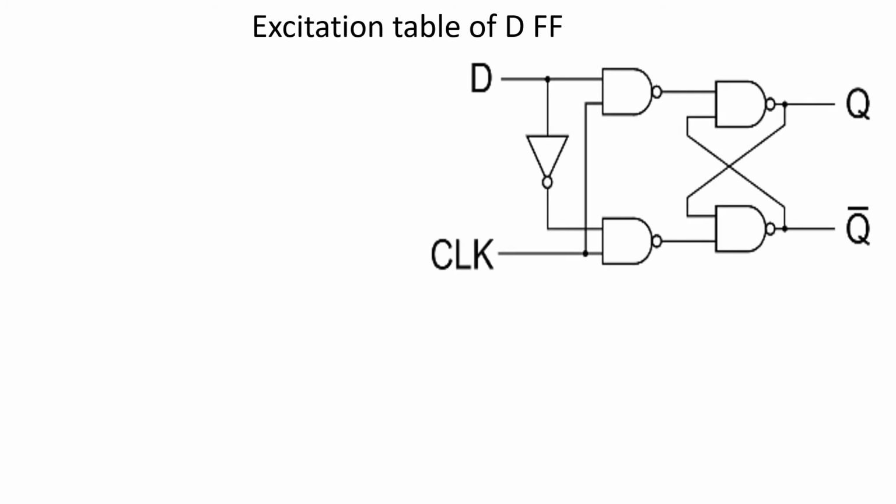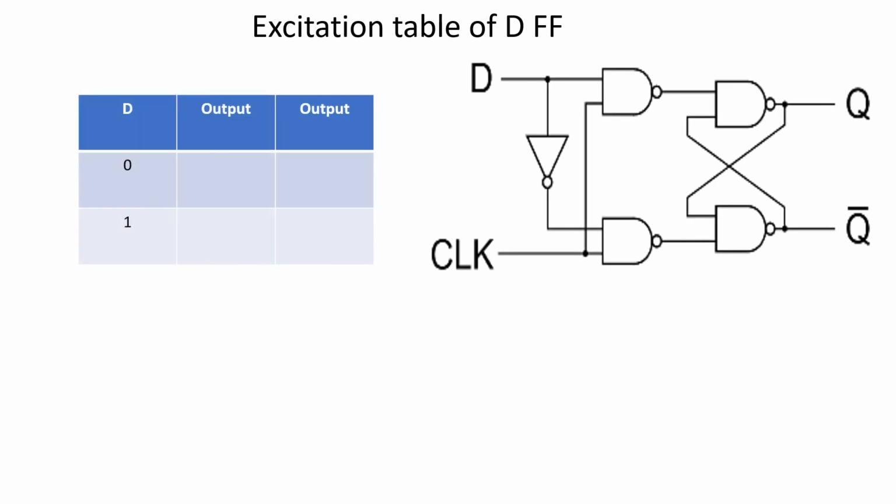Now we will see the excitation table of the D flip-flop. This is the circuit diagram of D flip-flop, and this is the truth table of D flip-flop. Output columns we will fill after studying the working of the D flip-flop. Whatever we have assumed in the SR flip-flop, same we are going to assume at the output. That means the output is unpredictable when circuit is switched on.